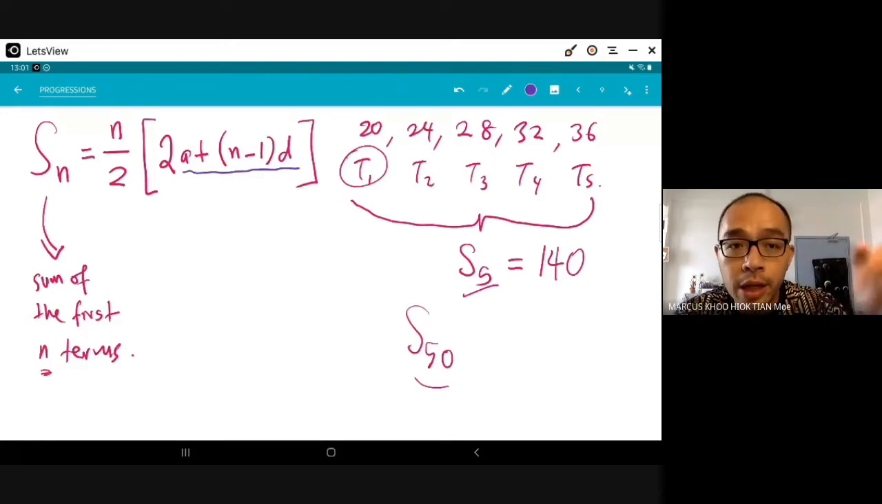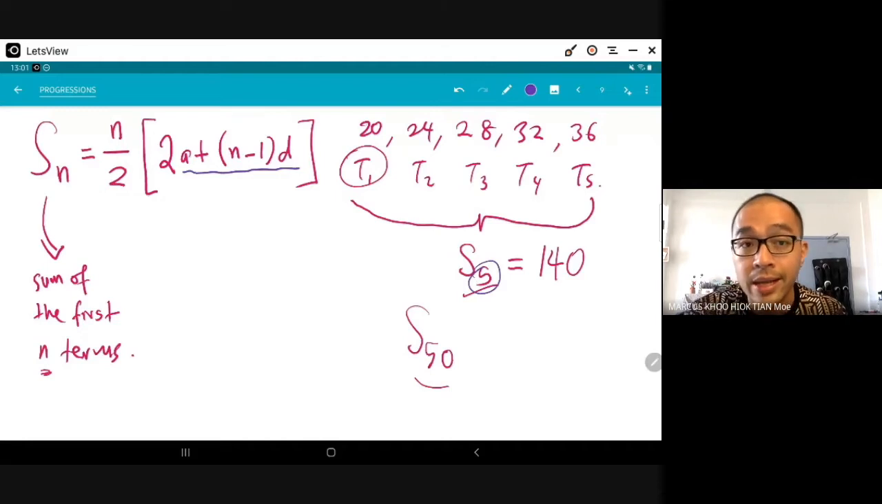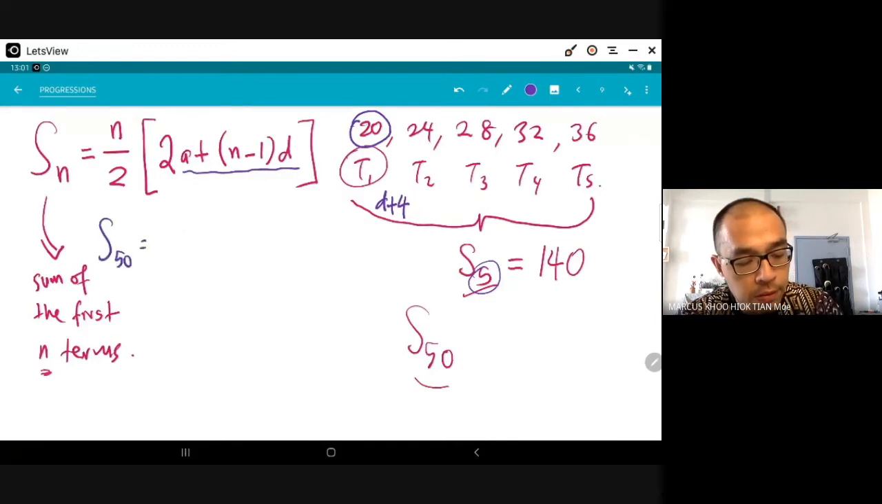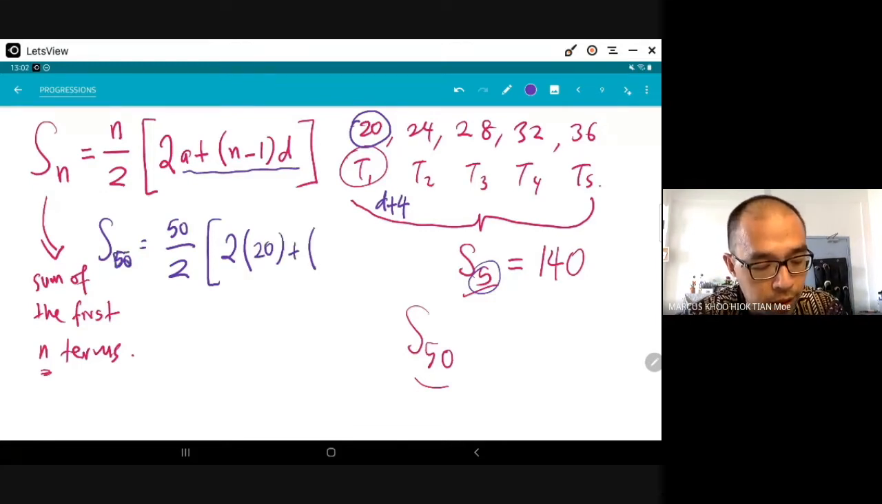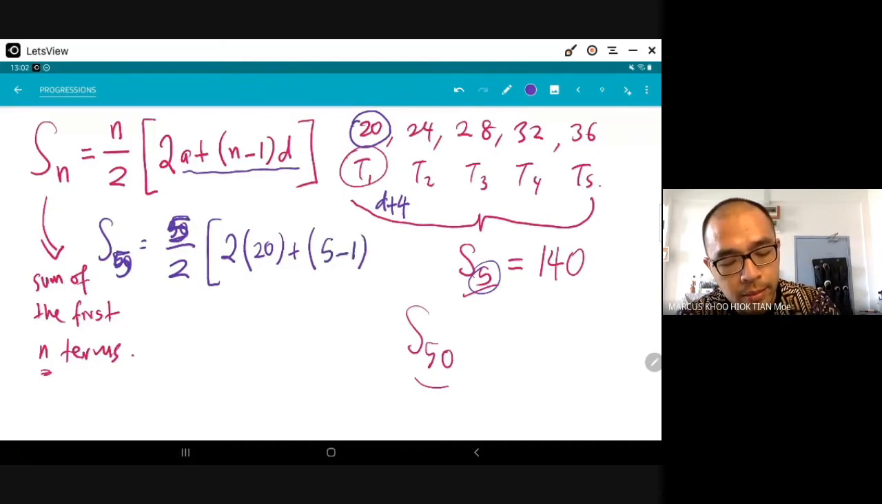Okay, so let's try to use in this case just now. We use S5. Okay, our A is still the same, A is 20. Our D is still plus 4. Okay, masih lagi plus 4. So can we try to find S50? 50 over 2 times 2 darab, what is our A? Sebutan pertama, 20 tambah, 5 dulu kan? Kita cari 5 dulu lah, kesian kalau mencari 50. So 5 minus 1 times positive 4. Okay, tutup kurungan.